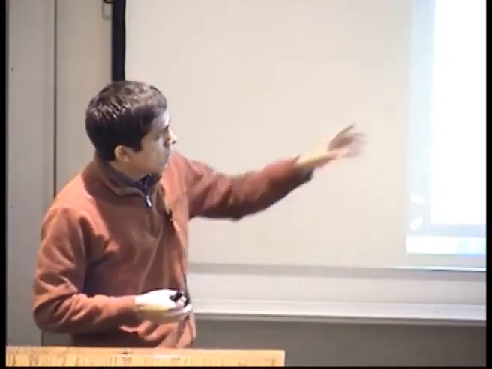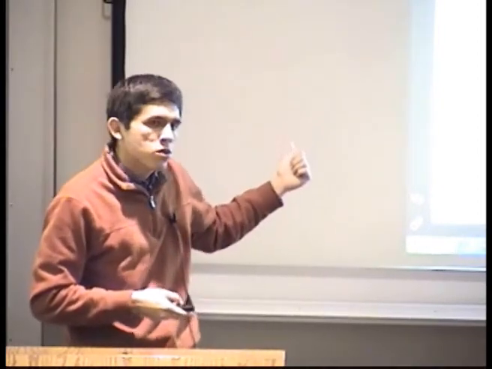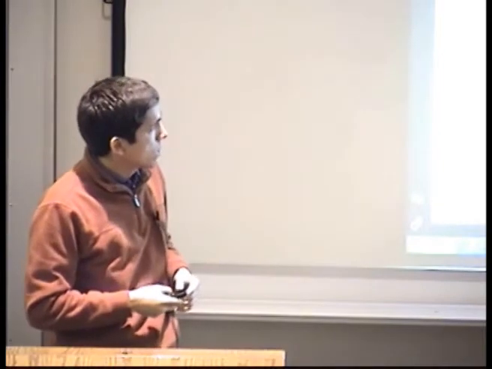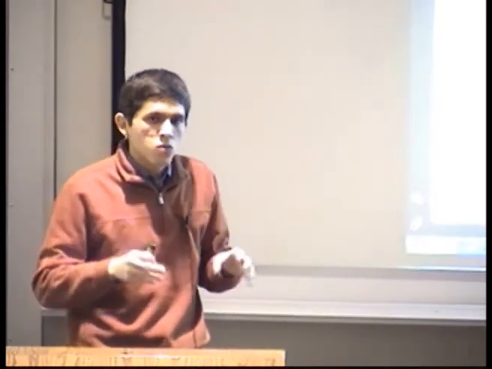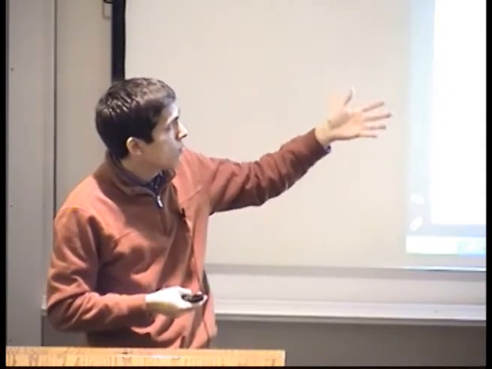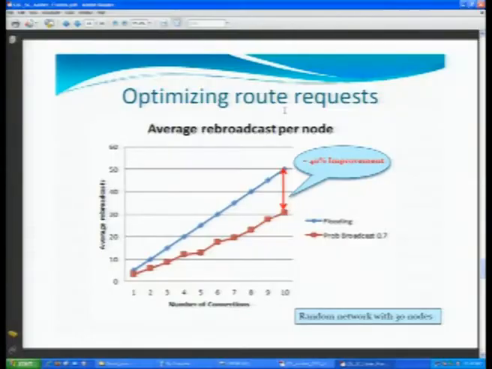So in the previous solution, you have to rebroadcast the packet across all the channels available in the network. But here, although in the previous slide we saw that probability 0.8 was nice, I chose probability 0.7. When I have 10 connections working, I mean 10 nodes are performing the route request, so 10 packets have to be broadcast by all the nodes in the network. This is the average rebroadcast per node, and we can see an improvement of 40%.